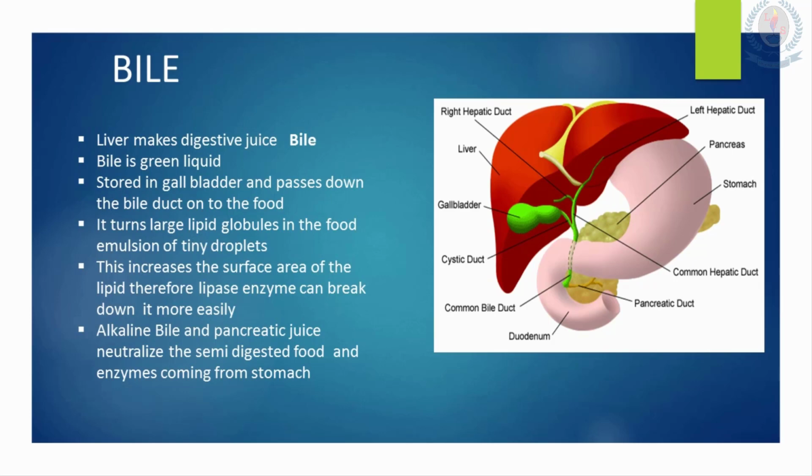Then what is the function of bile? It turns large lipid globules in the food into an emulsion of tiny droplets. This increases the surface area of the lipid, and therefore the lipase enzyme can easily break down these molecules. Bile is normally alkaline. Both bile and pancreatic juice are alkaline, and they help to neutralize the semi-digested food coming from the stomach. That will help the absorption process that happens in the intestine.